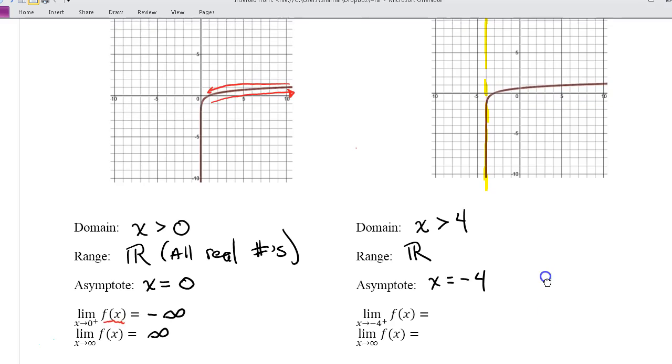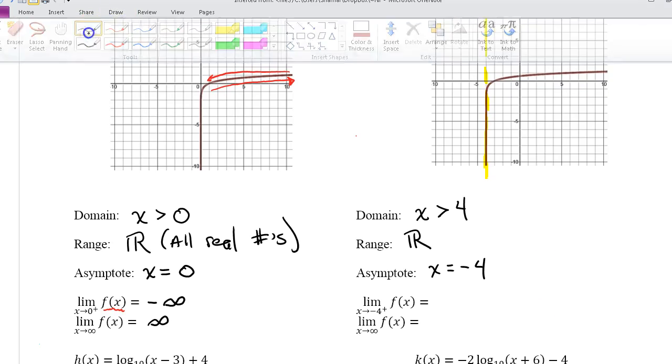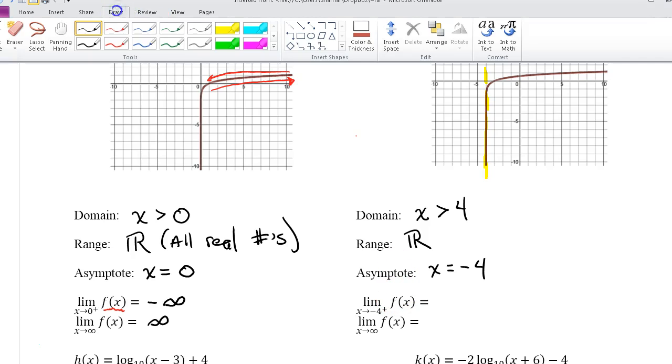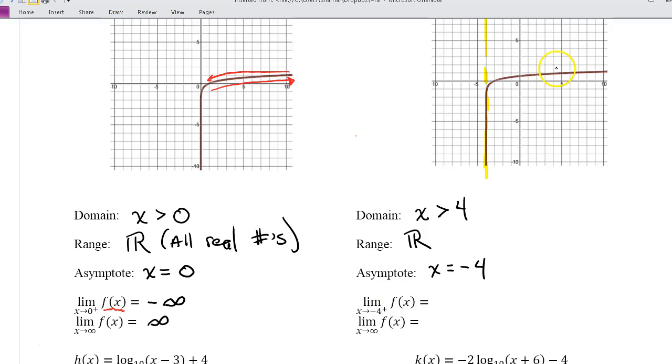All right, and let's look at our limit behavior. So we have the limit as x approaches negative 4 from the positive side. So we're traveling along the graph this way. As we approach negative 4 from the positive side, what are my y values getting close to? And we can see that they are approaching negative infinity. As we get closer and closer to that yellow asymptote, I can see that my y values are getting smaller and smaller. Again, it's hard to tell that it doesn't cross, but it won't cross.